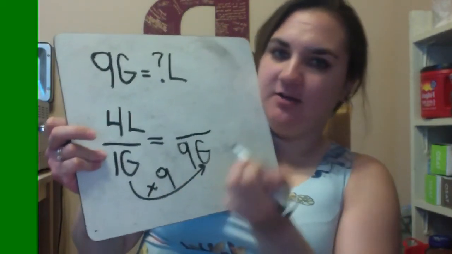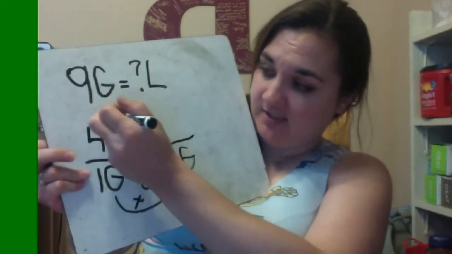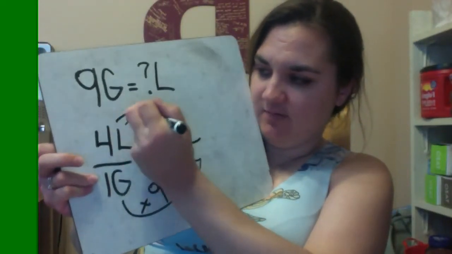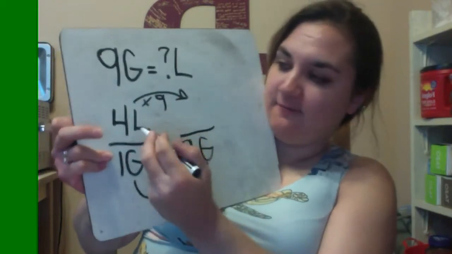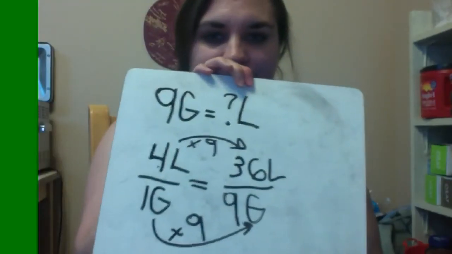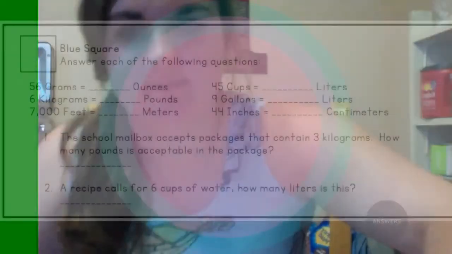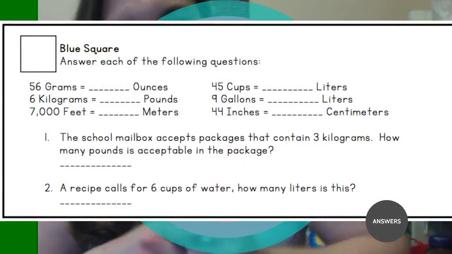So whatever I do to my denominator, I must also do to my numerator. So now easy peasy, I have 4 times 9. So let's count it out. 4, 8, 12, 16, 20, 24, 28, 32, 36. So my answer here is about 36 liters. Erase, erase. So now let's do the next one.